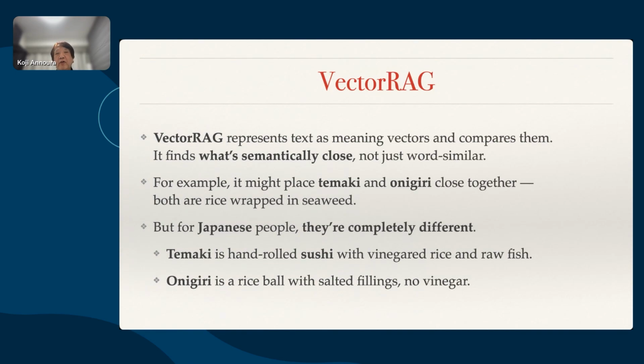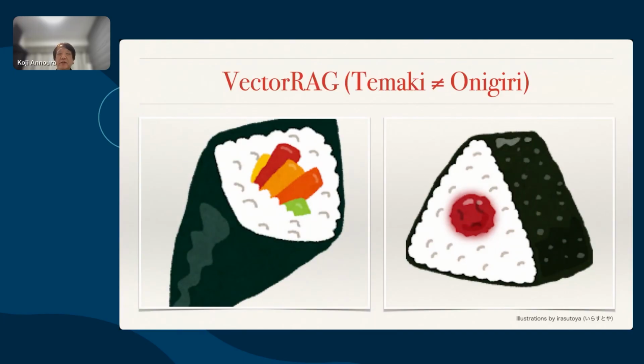VectorRAG. Do you use a vector index on Neo4j? VectorRAG represents text as meaning vectors and compares them. It finds what's semantically close, not just word similar. For example, it might place temaki sushi and onigiri close together. Onigiri, do you know onigiri?